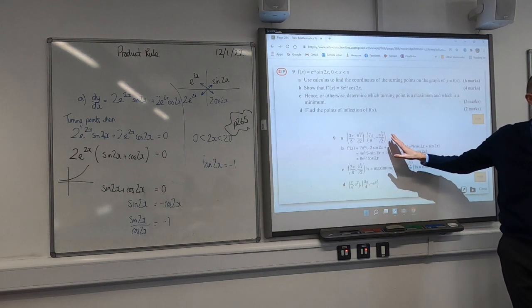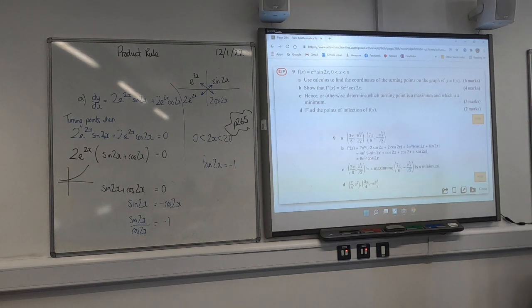If you had time to go on and work out the y values, well done. But I mean, that would just be typing into your calculator. Don't worry about that bit.